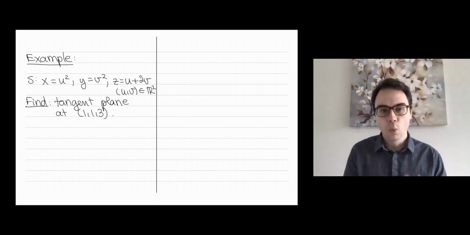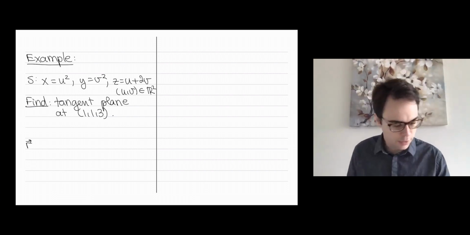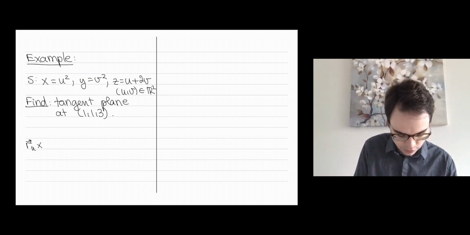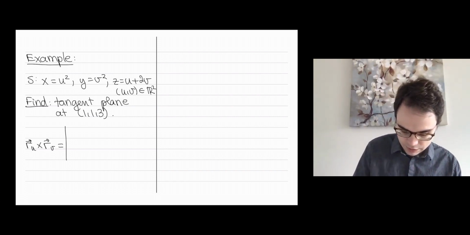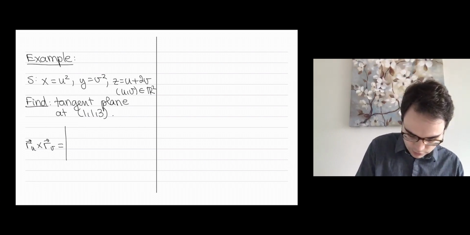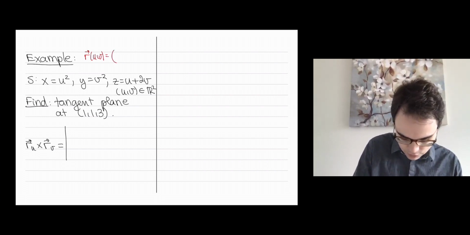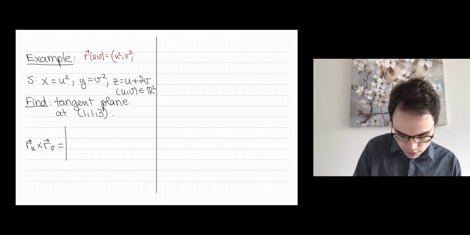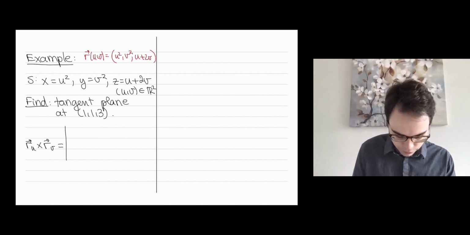Okay, so as I was explaining in the previous slides, to find this tangent plane we need to compute this cross product of partials of the parametrization. So what's R here? R is just this function. R in this example, R of u, v, is u squared, v squared, u plus 2v. Okay, so with this we can compute the cross product.